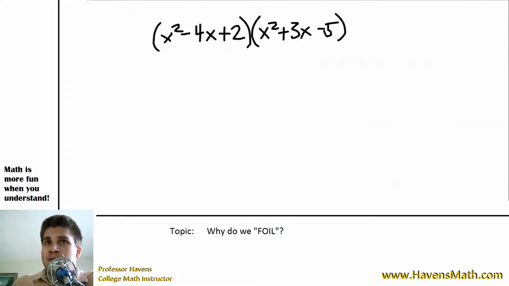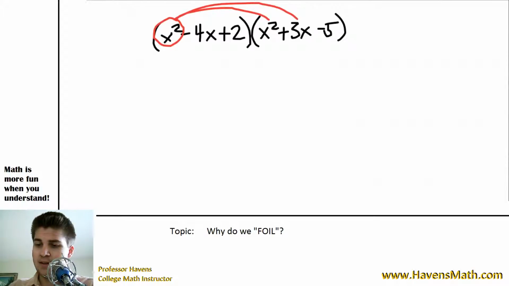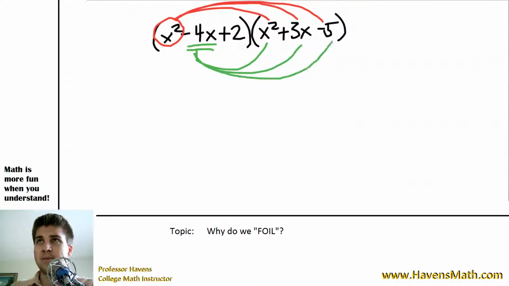And so FOIL doesn't really work here because there's too many terms, but the idea of FOIL will still work. Essentially, in our first polynomial, the first term needs to be distributed to every term in the second. So we need to multiply this by the first term and the second and the third. And then we would do the same for the second term. So we would take our negative 4x. It would be multiplied to each of these terms as well. And then lastly, our plus 2 would also need to multiply to each of those 3 terms.